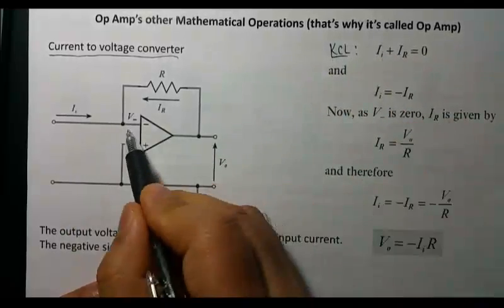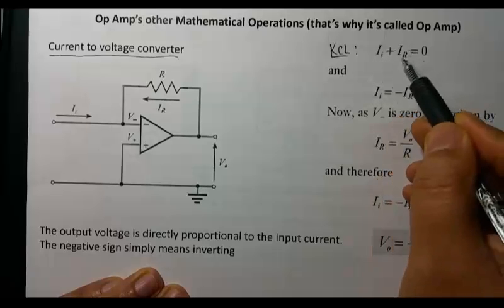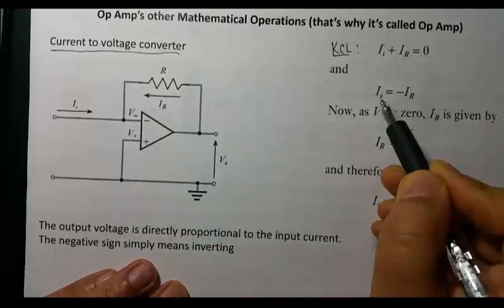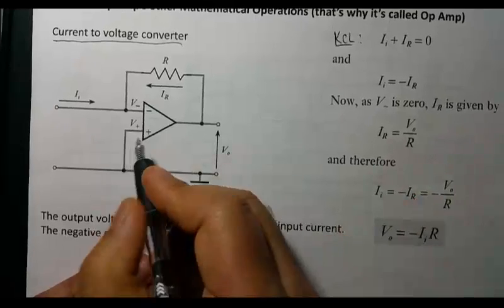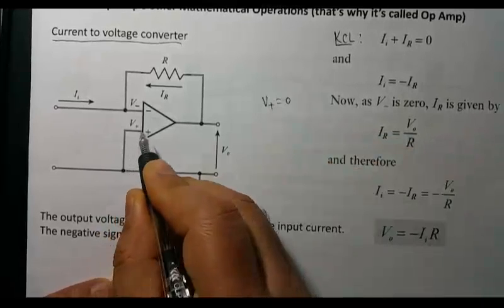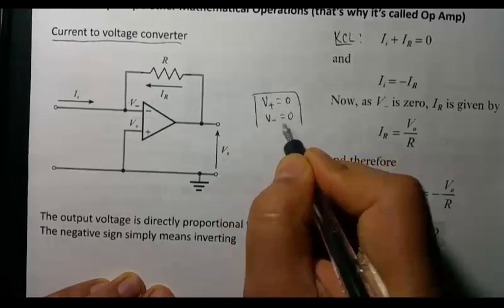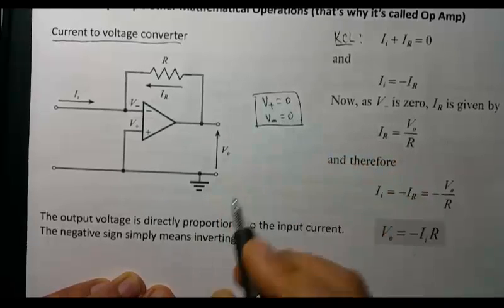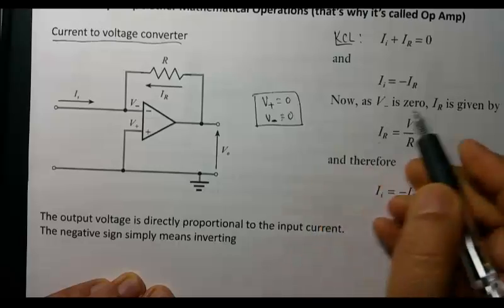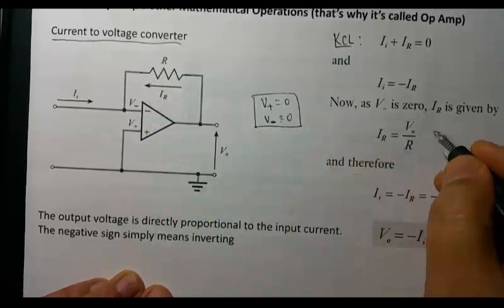right? If you apply KCL at this junction, it's going to give you this: the input current plus this feedback current is equal to 0. That will give you the input current is negative IR. But since V plus is 0, V plus is grounded, right? So that will make V minus also 0, at virtual ground, right? That will force V minus to stay at virtual ground because they are equal. So then IR will be, right?